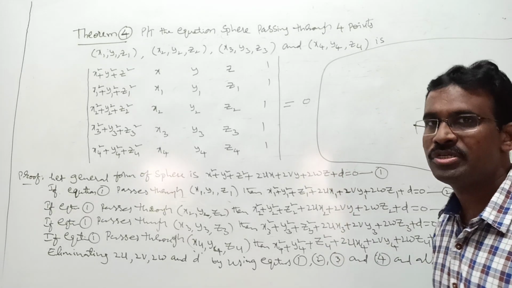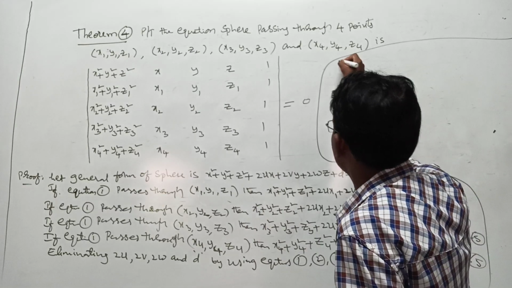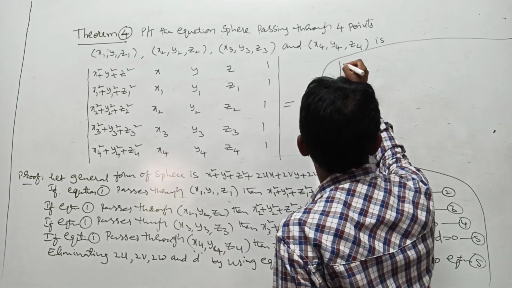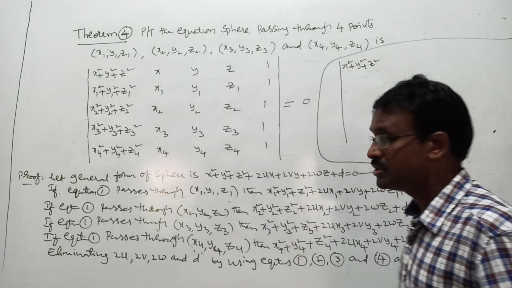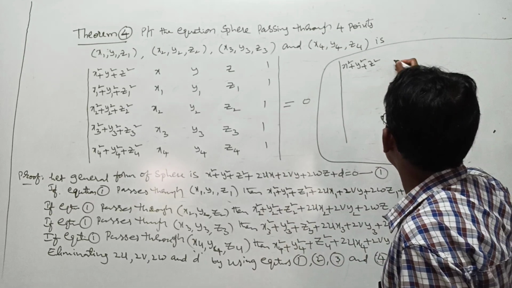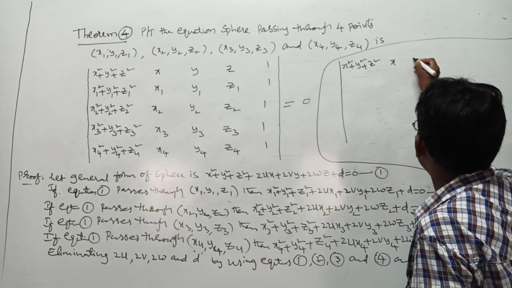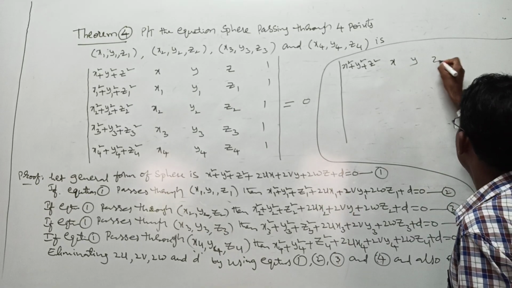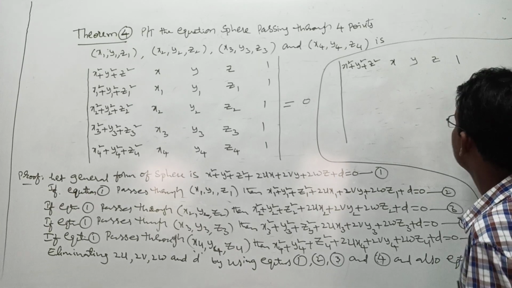Go to the first equation. This is free from u, v, w and d. In the matrix determinant, write this x square plus y square plus z square as it is. Next, what is the 2u coefficient here? x. Write here x. And what is the 2v coefficient? y. Write here y. And what is the 2w coefficient? z. And what is the d coefficient? 1. This is the first one.